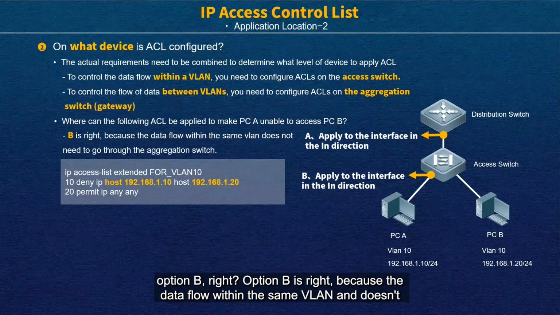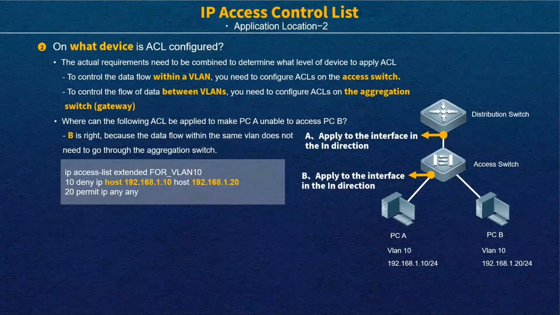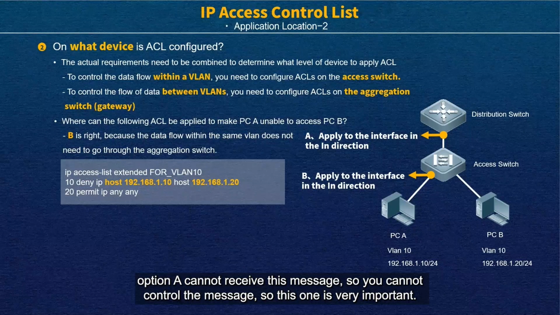Option B is right because the data flow is within the same VLAN and does not need to go through the aggregation switch. So if you apply this ACL as in option A, it cannot receive this message, so you cannot control the message. So this one is very important.